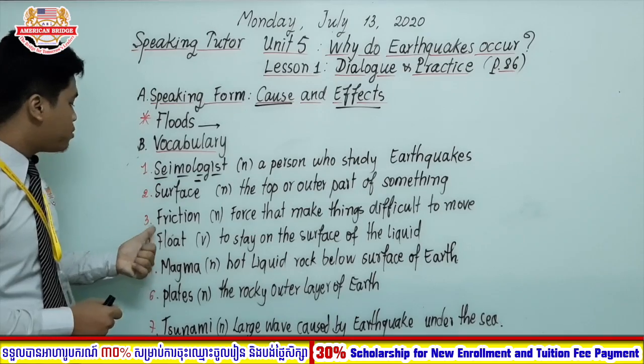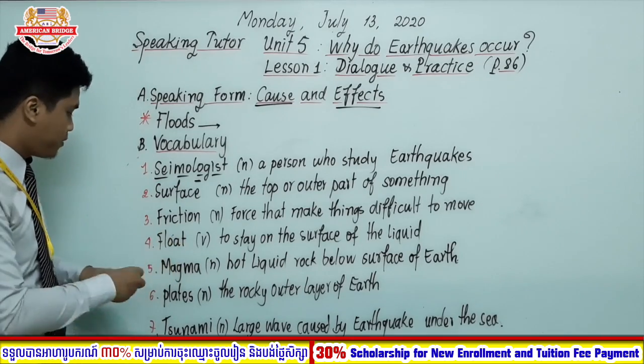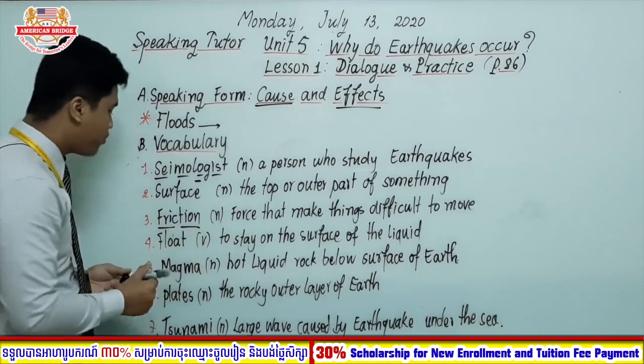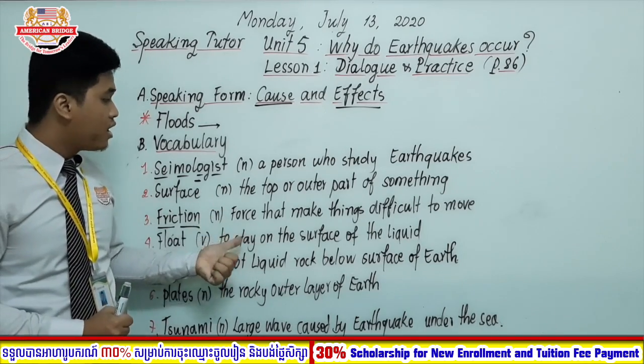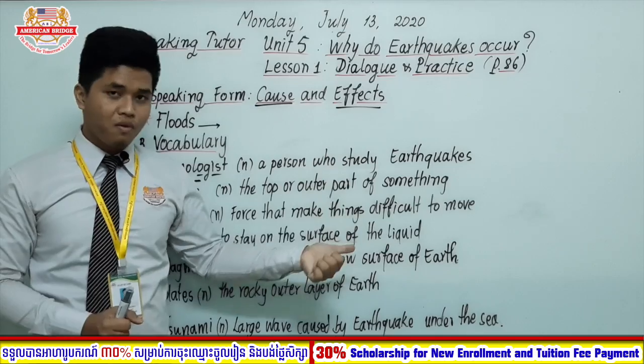Number 3, which is friction. So friction, okay, friction. Friction functions as a noun. It refers to a force that makes things difficult to move.